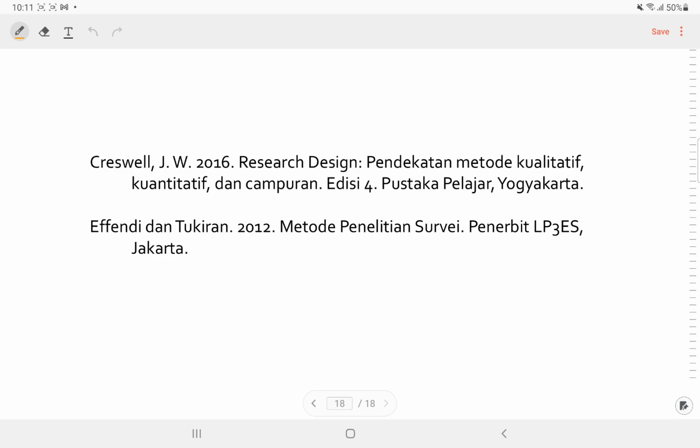And here are the references that you can use from Creswell and also Effendi and Tukiran, but only those two references. These are the basic ones that you should understand and find at bookstores. There's maybe just the ebook, if any, because this is also the very old book. But you can also find other resources because there are so many good resources that I found on the internet and also in the bookstores. Just feel free to use other resources if you cannot find this one.